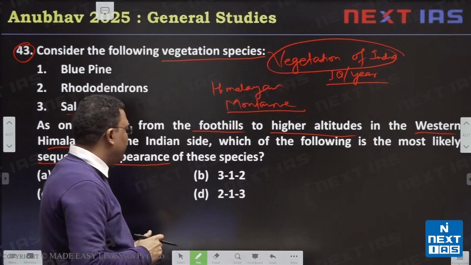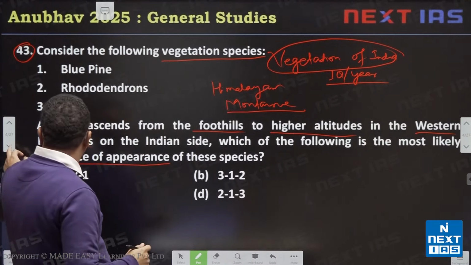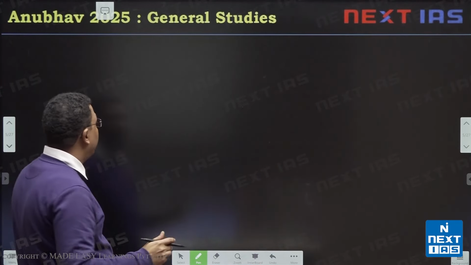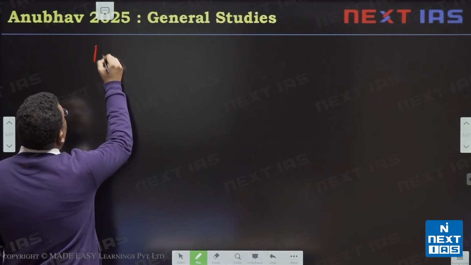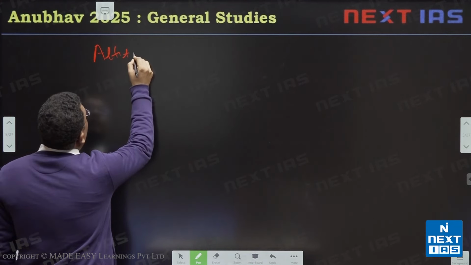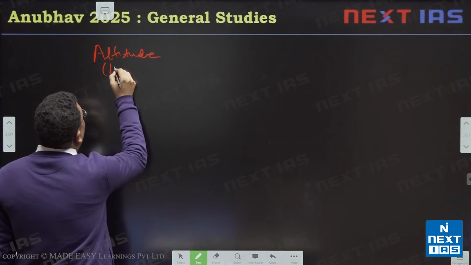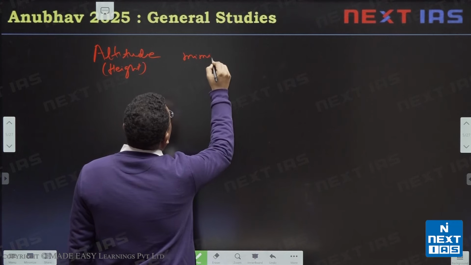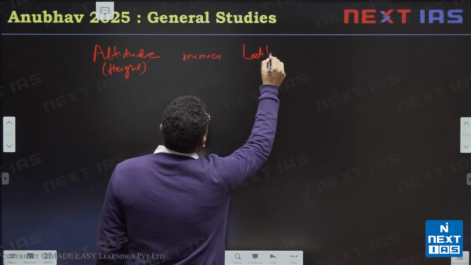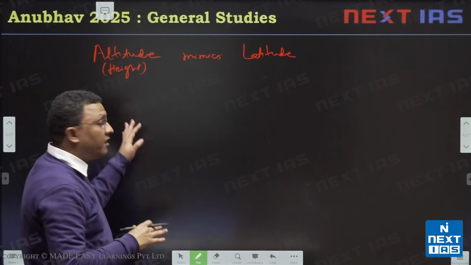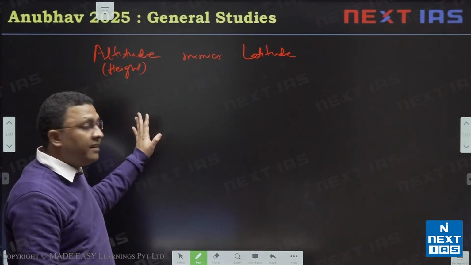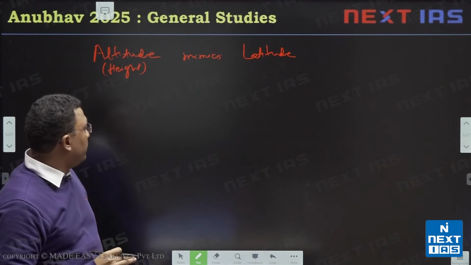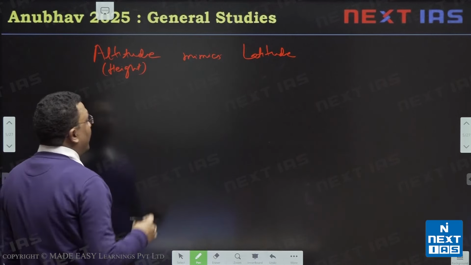So before we discuss this question, we will understand one basic concept in climatology and vegetation. So that says altitude, which means height, mimics latitude. This is a fundamental principle which is applicable when it comes to the distribution of climatic zones and vegetation. And what it means exactly, let's understand it further.